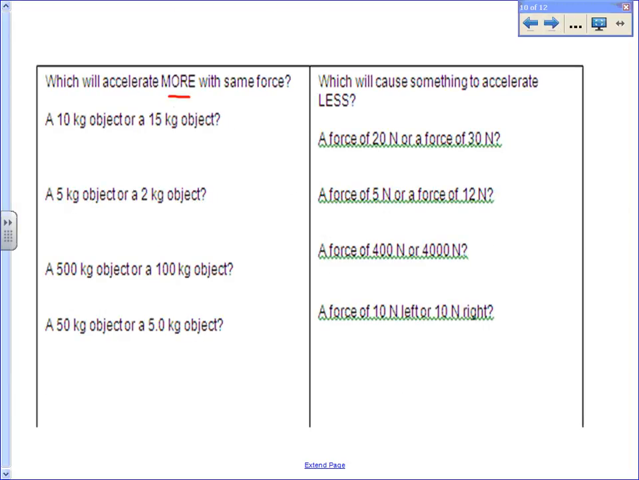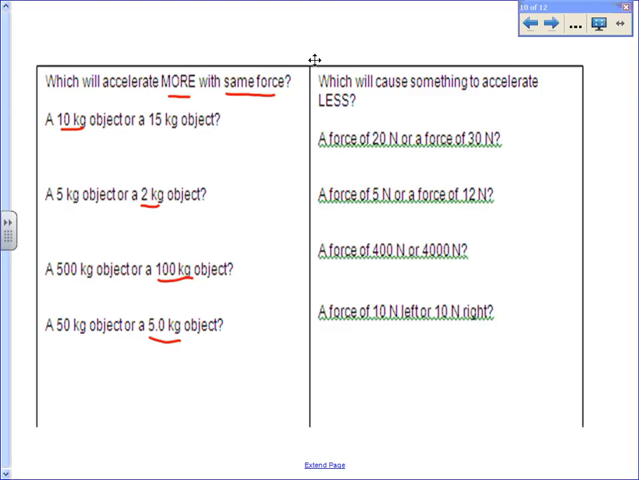Which will accelerate more if the same force is applied? A large object or a small object? To get more acceleration, it's easier to push a small object. So if we choose between 10 and 15, we choose 10. Between 5 and 2, choose the small object, 2. It's easier to move a small object. 500, 100, choose the smaller object. 50 or 5, choose the smaller object. Accelerate more with the same force.